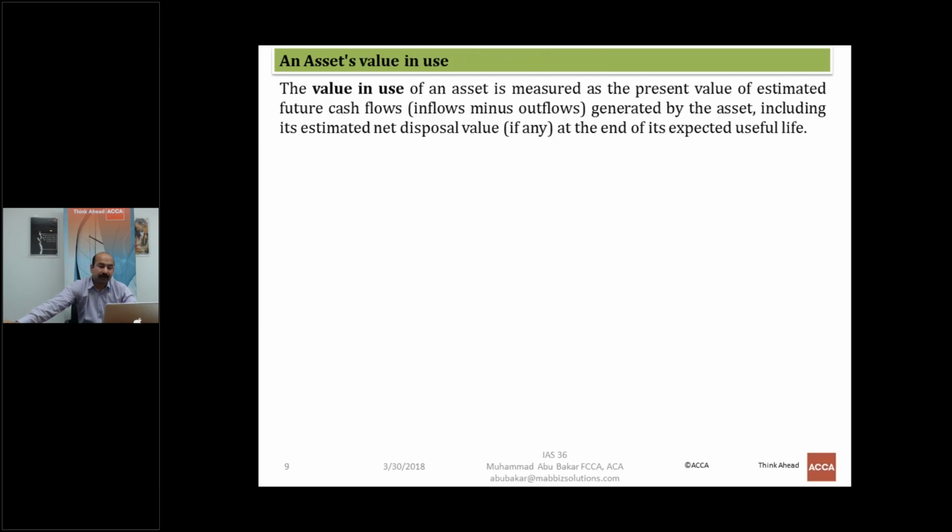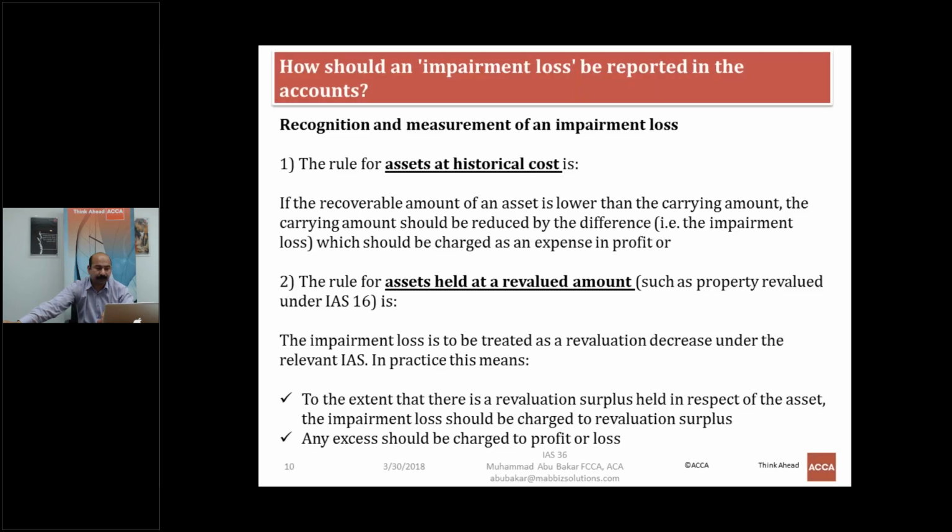Then value in use is basically the present value of the estimated future cash flows generated by the asset, including its estimated net disposal value, if any, at the end of its expected useful life. How should an impairment loss be reported in the accounts?